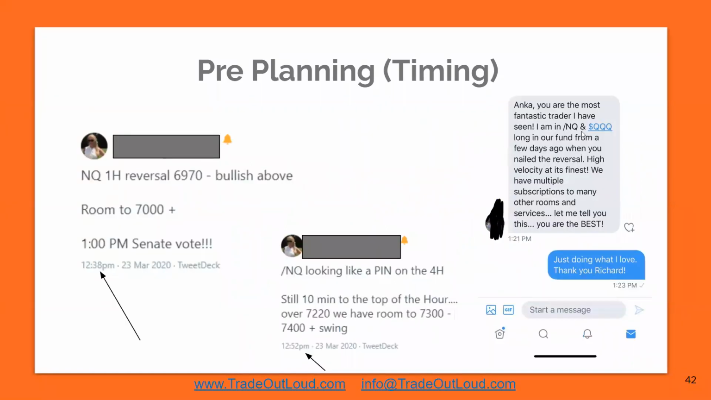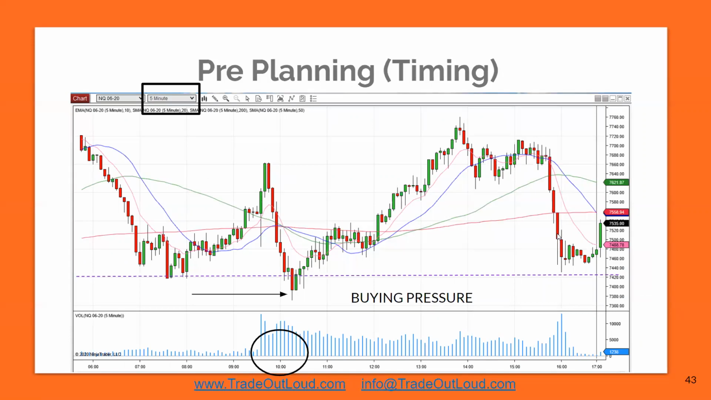Okay, this is what one of my members in the trading room wrote. In the trading room, we have members that have very small accounts to huge accounts, and some of them are fund managers. So this is a message that he wrote to me last week saying, "Anka, you are the most fantastic trader I've seen. I'm in Nasdaq and the Qs because we had a swing in the Qs in our program and in Nasdaq, long in our fund, from a few days ago when you nailed the reversal. High velocity at its finest. We have multiple subscriptions to many other rooms and services, and let me tell you, you're the best." We're the only futures subscription that he has. The rest, he uses to scan for scanners. So basically all those services are doing the work for him.